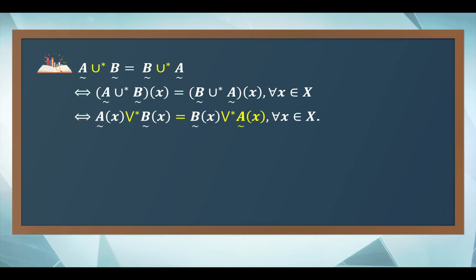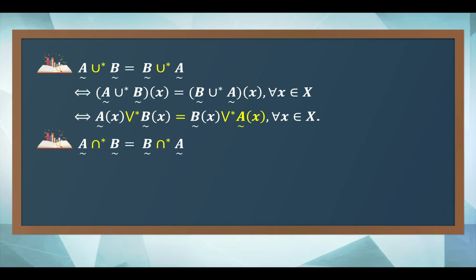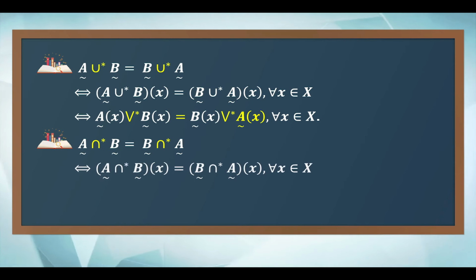In other words, the generalized maximum of A(x) and B(x) is the same as the generalized maximum of B(x) and A(x) for all x. Next, let's take a look at the second equality of the commutative laws. If the generalized intersection of A and B is the same as the generalized intersection of B and A, then the generalized intersection of A and B at x is the same as the generalized intersection of B and A at x for all x.